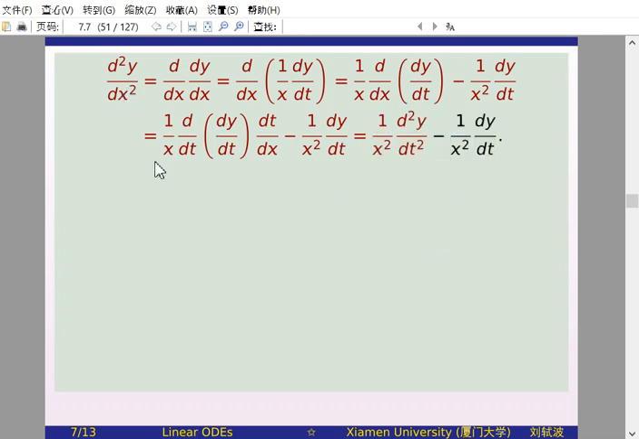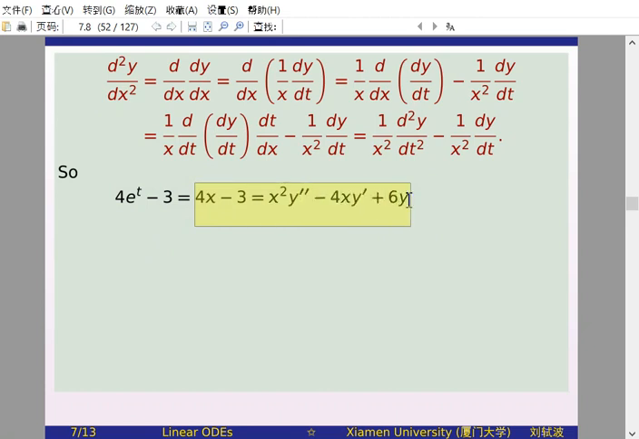Okay. Now substituting all this computation into our equation, x squared y double prime minus 4x y prime plus 6y equals 4x minus 3, which is x squared, because y is a solution of our equation. So we want y to be a solution of the equation. Therefore, y satisfies the equation, so we have this equality. The double prime and prime mean derivatives with respect to x, but we represent the derivatives with respect to x by derivatives with respect to t. So we substitute the computation here.